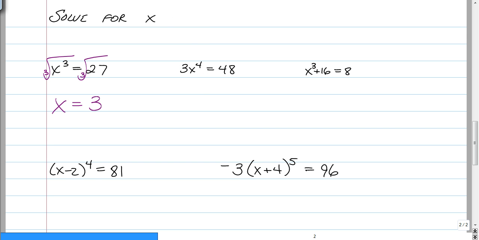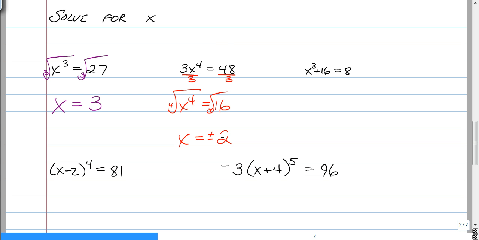The next one. First, we're still solving, so we got to divide everything by 3 first. Then you get x to the 4th is equal to 16. How do you get rid of an x to the 4th? You take the 4th root of both sides. And if you said that you get x equals 2, you would be incorrect. The reason why is it's plus or minus 2.